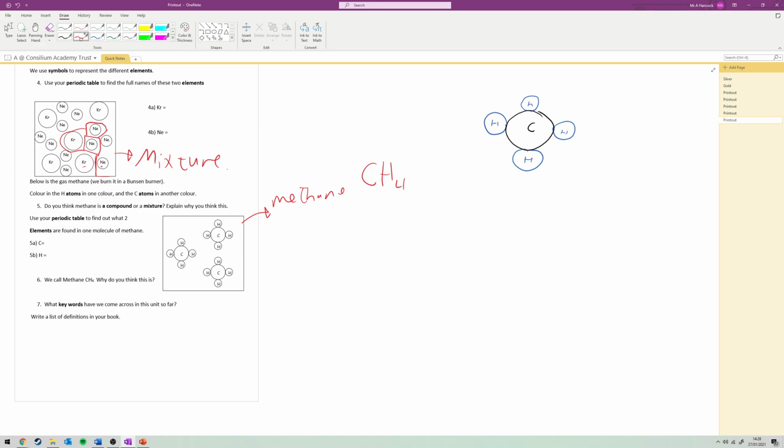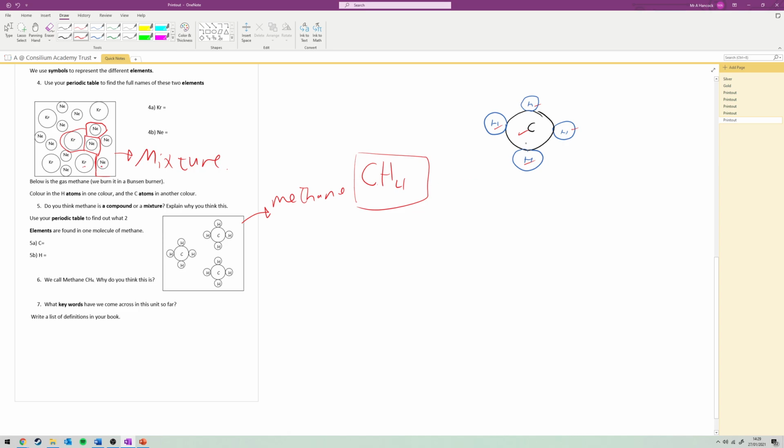Well, how many carbons do I have? Well, I just have one carbon. We don't write C1 normally, but you could do that. Okay. And how many hydrogens do we have? We have 1, 2, 3, 4. H4 means 4 hydrogens. So that is why the formula for this is CH4.